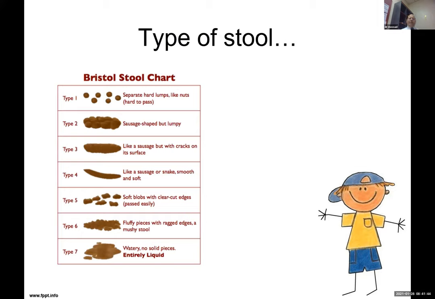This is the Bristol stool chart, and for every patient, you must be able to say what score. Okay. The first two look like constipation, then this one looks normal, and then this is where diarrhea starts, okay, until the last one. So you must be able to answer how is the Bristol stool chart.